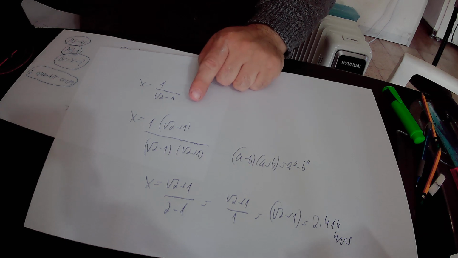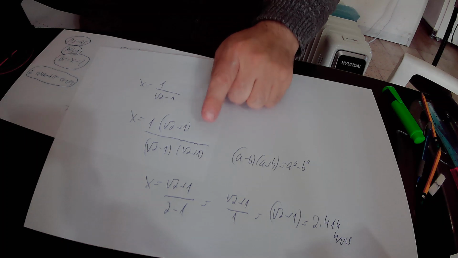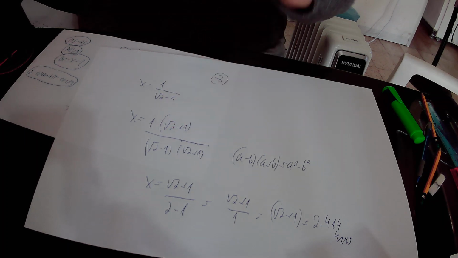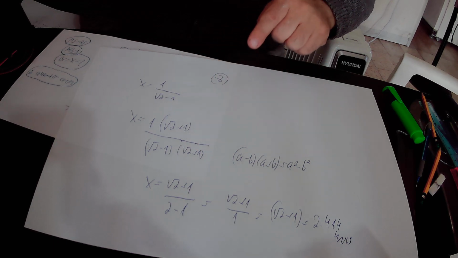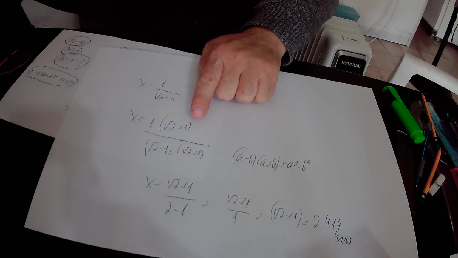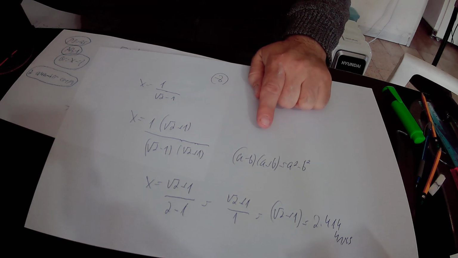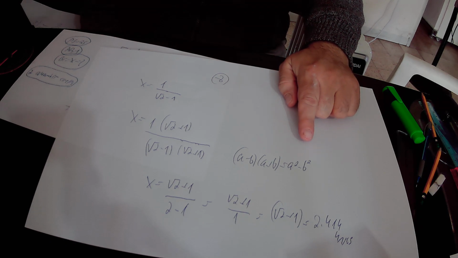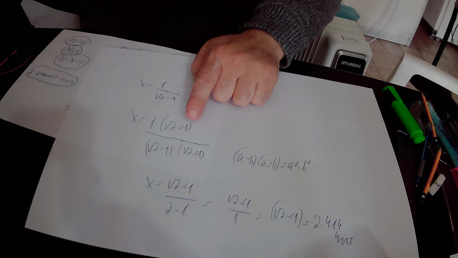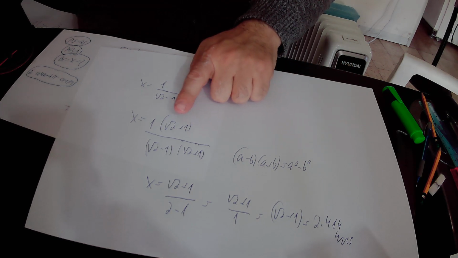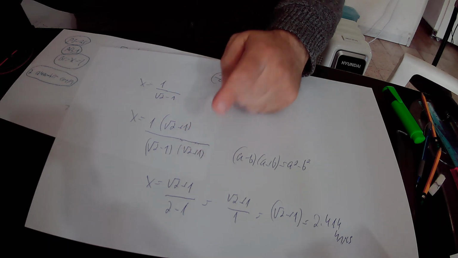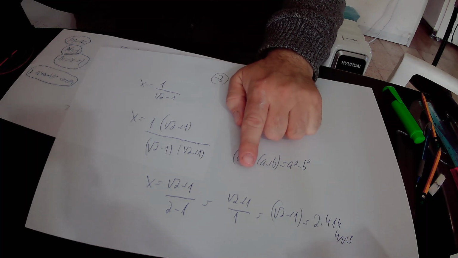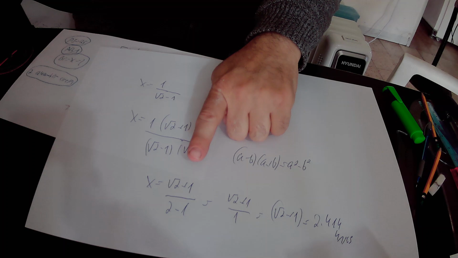So we found that x equals the square root of 2 plus 1 over the square root of 2 plus 1 times the square root of 2 minus 1. In the denominator we have the square root of 2 minus 1 times the square root of 2 plus 1, according to the algebraic identity that a minus b times a plus b equals a squared minus b squared. We get that this equals the square root of 2 squared, that is 2, minus 1 squared, that is 1. In the numerator, x equals the square root of 2 plus 1. In the denominator we have 2 minus 1, that is 1.